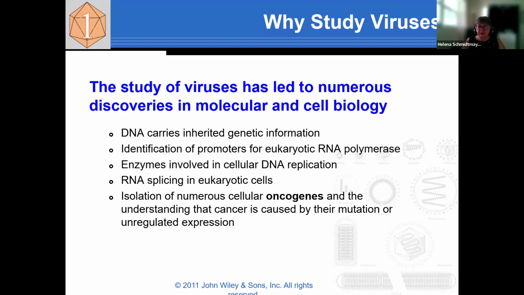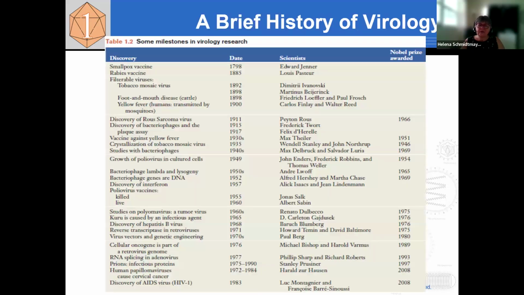Also, viruses were first where we observed and isolated oncogenes, genes that are derived from proto-oncogenes, and they play a role in the formation of tumors. And there is this table, also very informative, which you don't, of course, need to memorize, but for your own interest, summarizes some milestones in virology research.